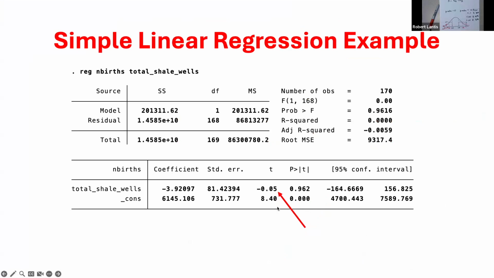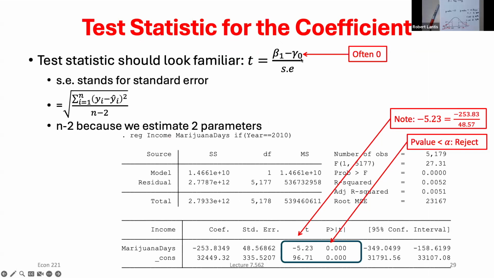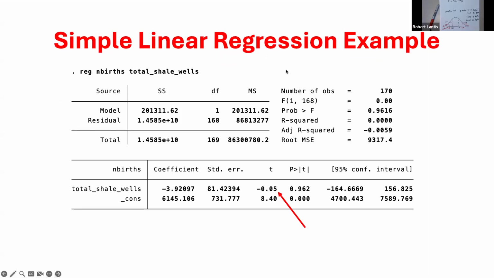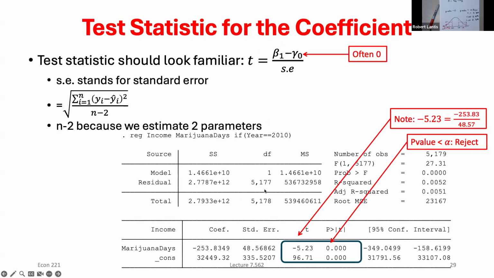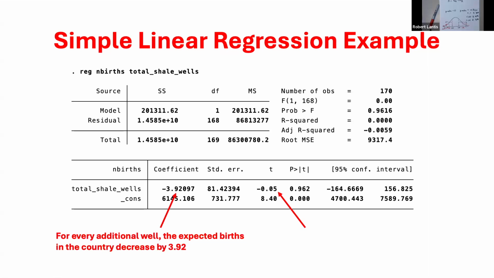But if I take that coefficient estimate, notice for this linear regression, that standard error was huge. So if I'm calculating my test statistic, I would take that coefficient, go back here, I would subtract the assumed true value of 0 and then divide by that standard deviation. Right? So if I take negative 3.9, divide it by 81, I'm getting a test statistic.